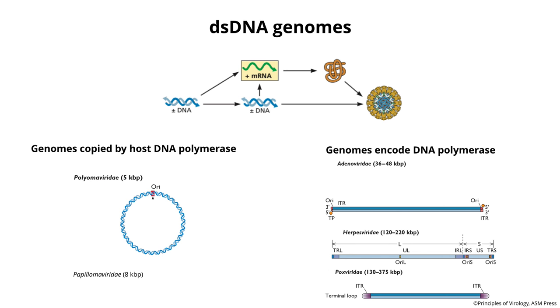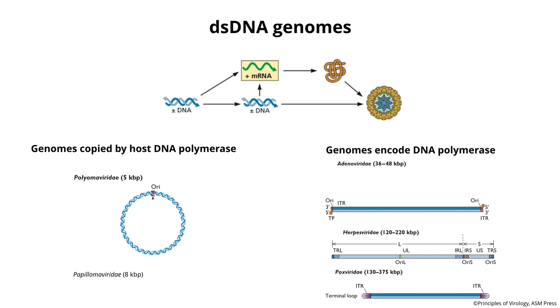Now on the bottom are some examples of viral genomes with double-stranded DNA. And there are two classes. On the left are genomes that are copied by the host DNA polymerase. So these are typically small genomes. Here we have polyomaviruses, 5,000 bases of double-stranded circular DNA. The papillomaviruses, 8,000 base pairs of double-stranded DNA. This can't encode a lot of proteins. So one of the proteins that's left out is the DNA polymerase. The virus is replicated by the host DNA polymerase. All right? And we're going to talk about how a virus can co-opt the DNA polymerase of a cell so that it replicates their genome and not that of the cell.